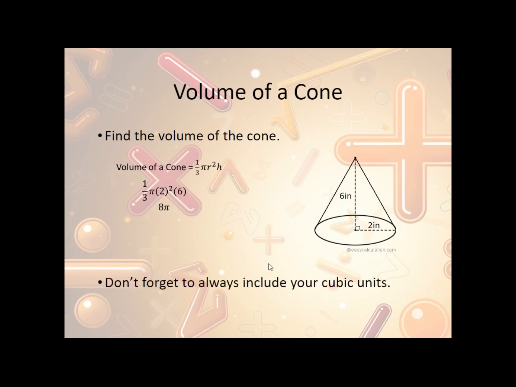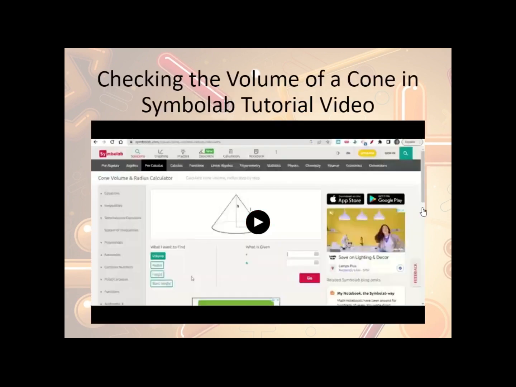Again, don't forget your units. So it's in inches. So we'll go ahead and leave it in inches, but it's volume, so it's going to become inches cubed. So this becomes 8 pi inches cubed. Again, always leave pi exactly as it is. Now there's a video here that shows you how you can check your work when finding the volume of a cone using Symbolab. So go ahead and watch that video now.